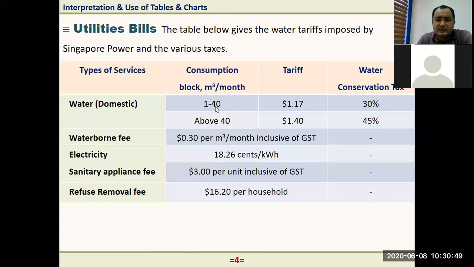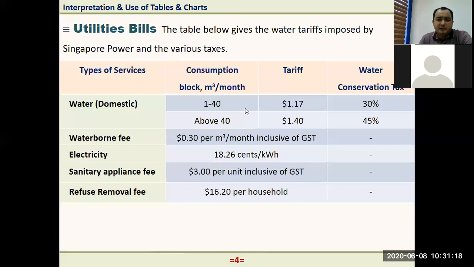It means that if the consumption block, the amount of water that you use, is between 1 and 40 meter cube, it says how much for each meter cube of water. That means 1 meter cube is 1 ton, right? The tariff is 1.17. You have to pay this to the company, plus water conservation tax, 30% tax on this amount.